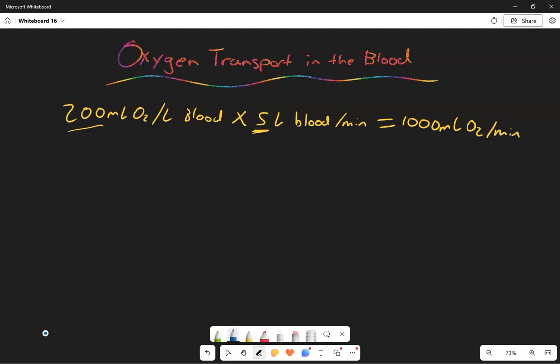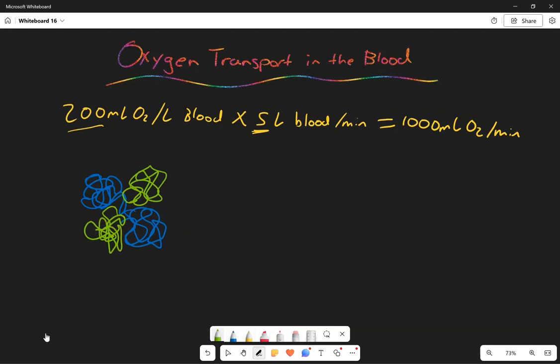Now, hemoglobin is a protein that has 4 globular protein subunits called globulins. Okay, and so there are what we call 2 alpha units, and there are 2 beta units. So these are my 4 globular subunits here.